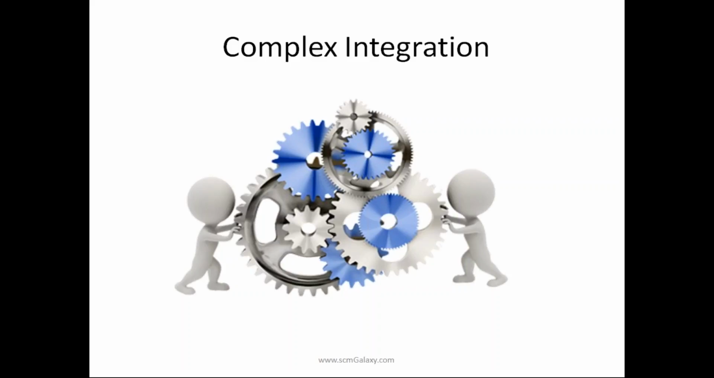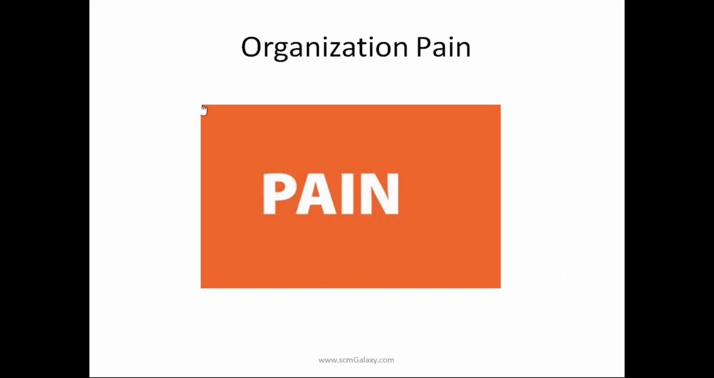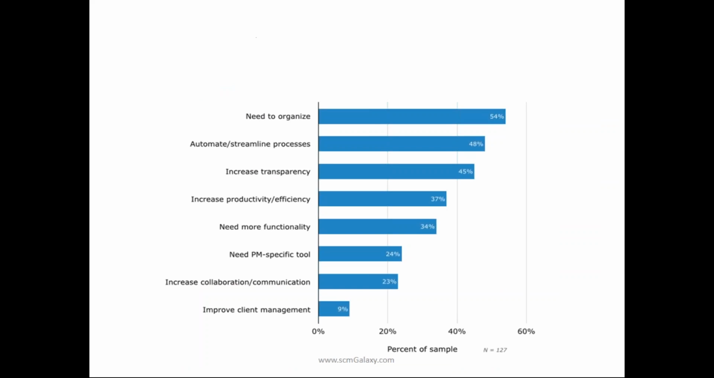So in order to avoid all this wastage and smooth the integration, you have to understand what are the pains you are getting. What are the pains each organization is having? So this is one of the survey results which I am publishing on this slide. Surveys were done on many software companies, and they were asked whether you think your project needs to be organized, automated, with increased transparency, productivity, efficiency, and more functionality.